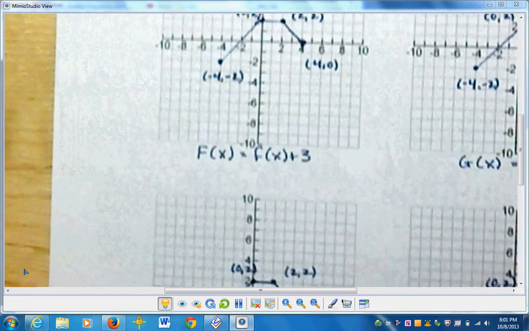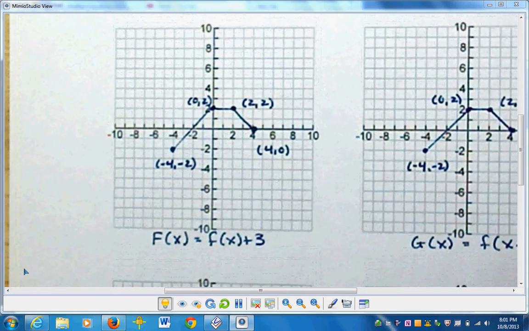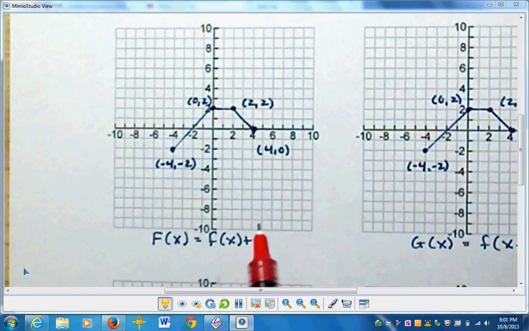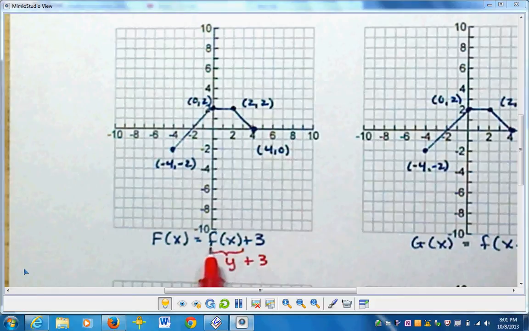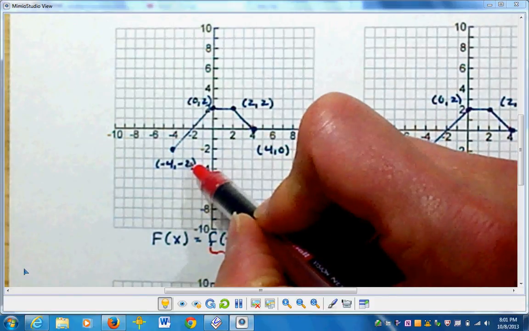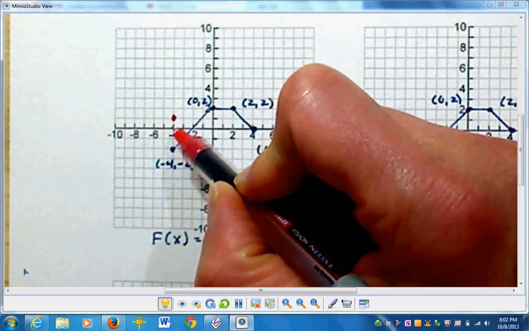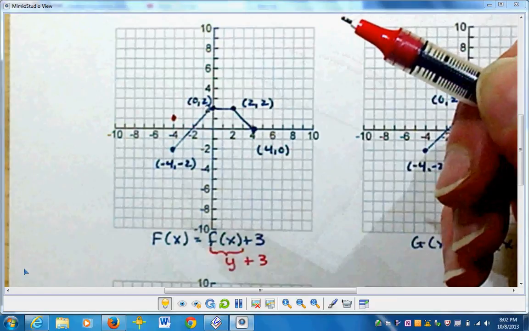So let's look at our first function. Our first function is f of x plus 3. What I want you to remember is, first of all, f of x is just another way of saying y. So this is like our y value plus 3. Whatever I see here is going to be exactly what happens to my y. So I'm going to add 3 to negative 2, and I get 1. Well, that's the same as going 1, 2, 3 up. So that's my new point.